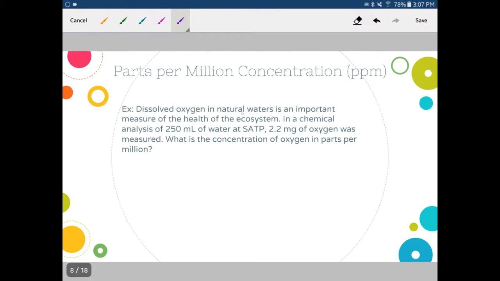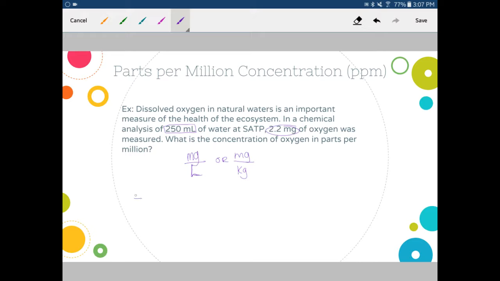This says dissolved oxygen in natural waters is an important measure of the health of an ecosystem. In a chemical analysis of 250 milliliters of water at SATP, 2.2 milligrams of oxygen was measured. What is the concentration of oxygen in parts per million? So again, I would make sure that I have milligrams per liter, because we have milligrams and liters. I want to convert all my units to milligrams per liter or milligrams per kilogram, but in this case we're going to do milligrams per liter.